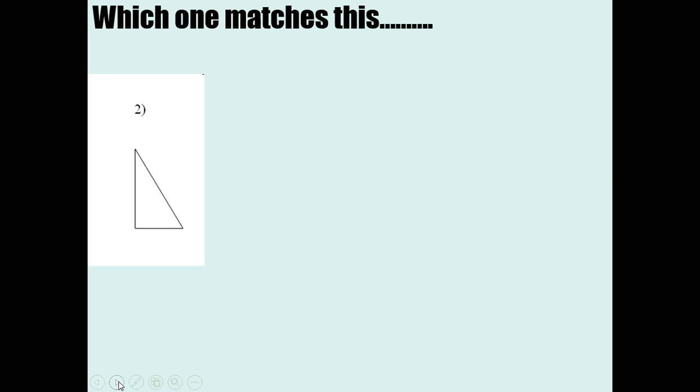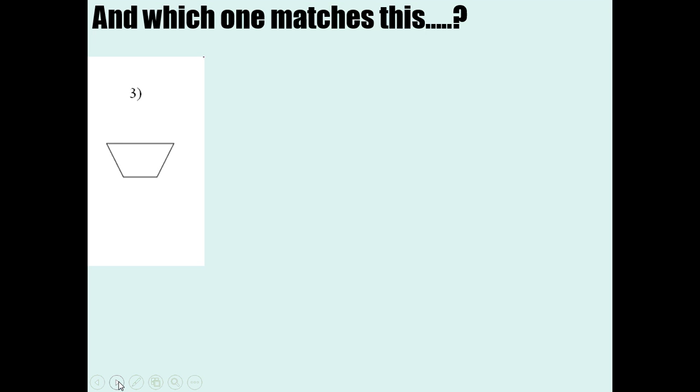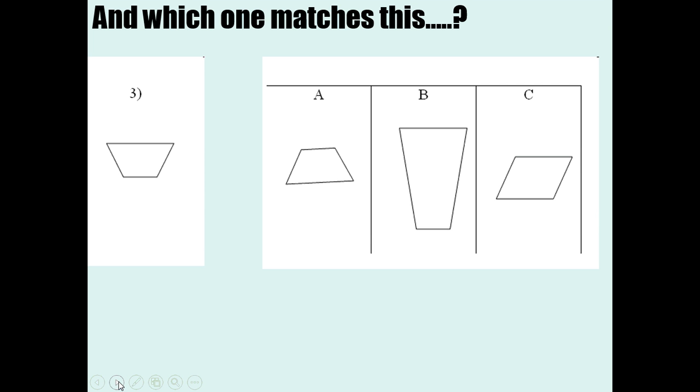What about which one matches this? And I'm hoping you said A. Even though it's slightly turned, it's still the same triangle. And now 3, which one matches this? And again, I'm hoping you said A. The same shape, the same size, even though it's turned.